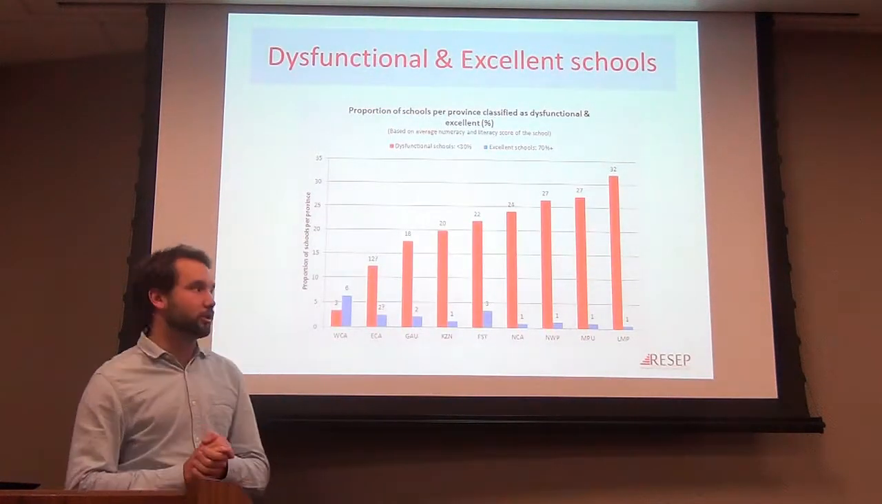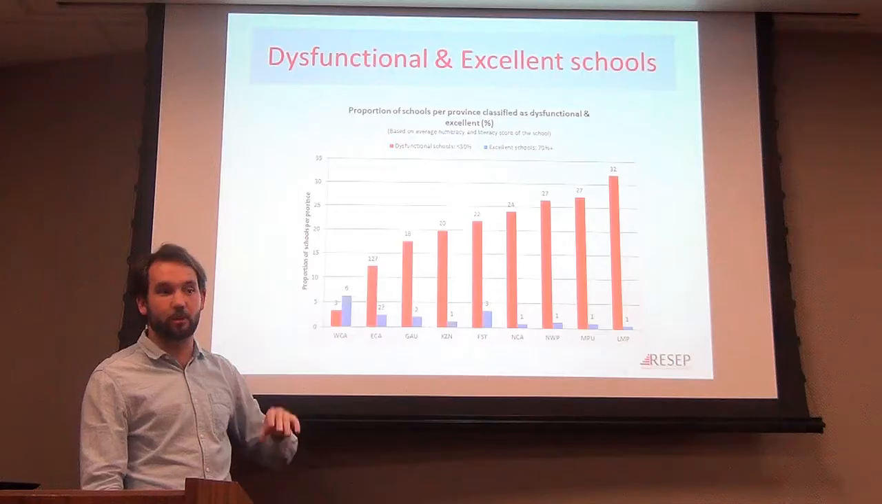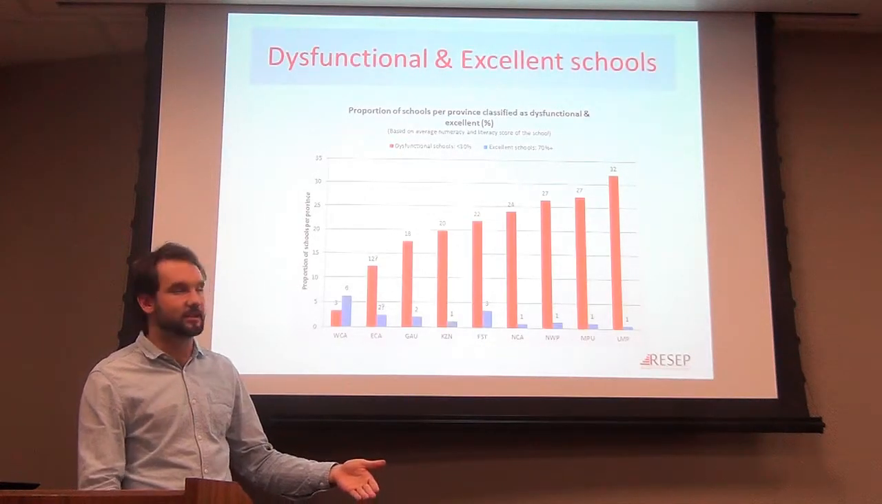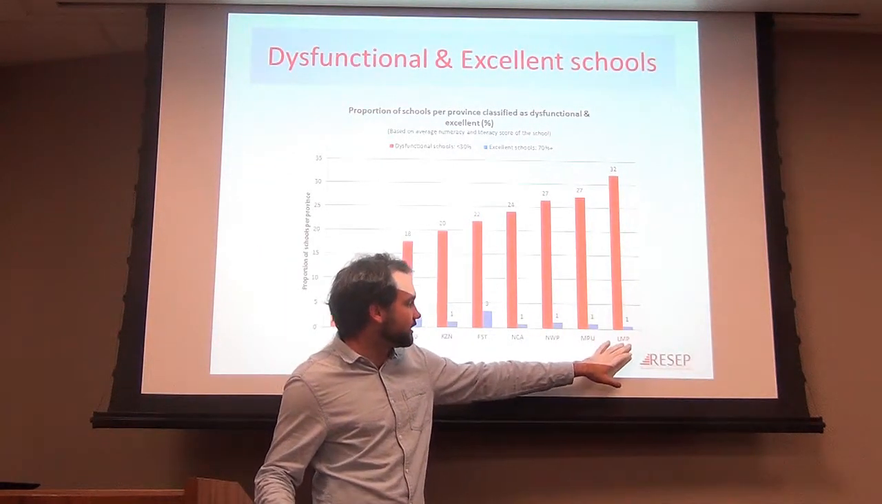So this is showing you the graph of dysfunctional schools, the percentage of dysfunctional schools, which is the red, relative to excellent schools, which is the blue. Remember that for all provinces except the Western Cape, we think the red number would actually go up significantly, because a lot of the dysfunctional schools weren't captured, as they never sent their data returns in. And notice that there are very few schools in these provinces.